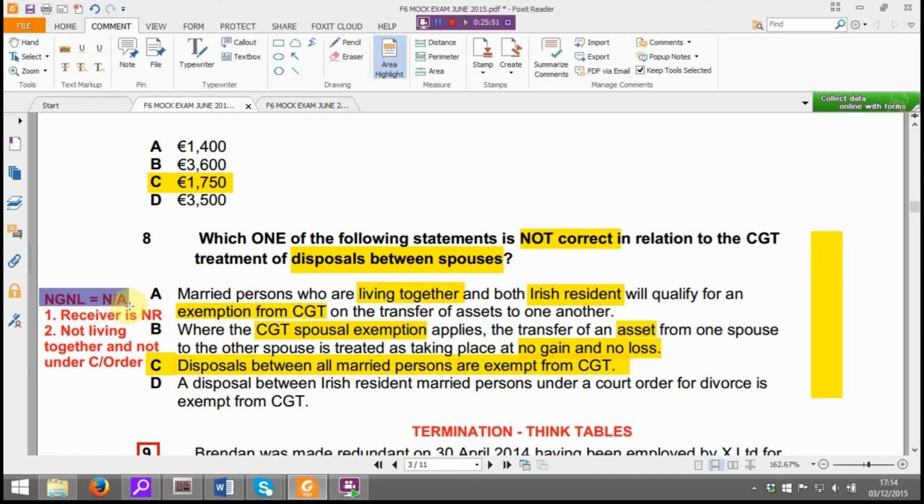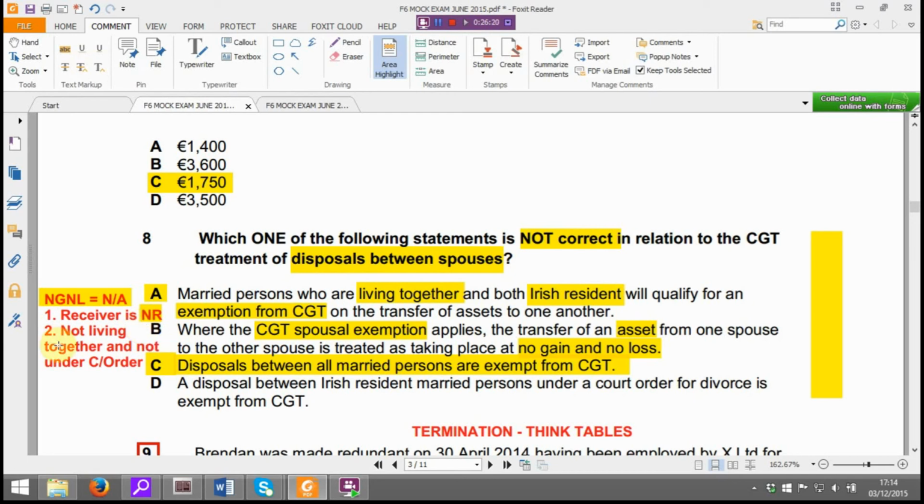Okay, so what are the main areas where the no gain no loss rule for spouses or civil partners does not come into play? In other words, when does it not apply? And I've listed just on the left hand side here for the sake of completeness where it would not apply. The first one is just as mentioned in relation to A above. In other words, if the receiver is non-resident, then it wouldn't apply. Okay, it would be a normal transaction between two individuals, a normal CGT transaction.